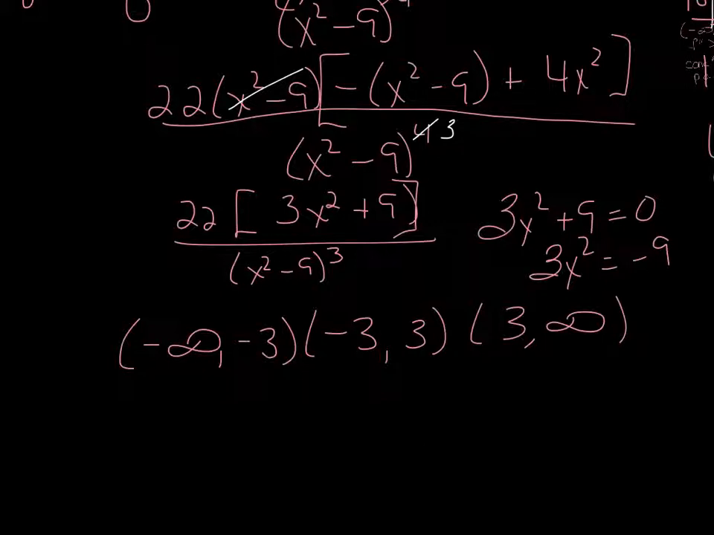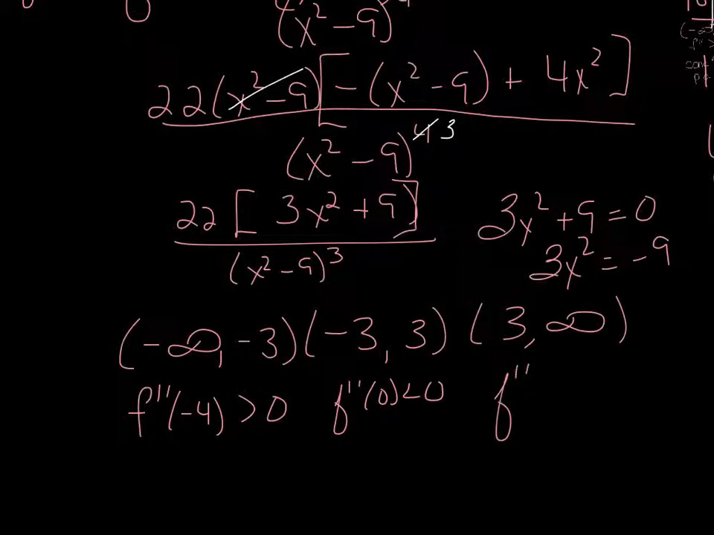Okay. So second derivative, if I chose a negative 4, the denominator's going to be positive. 16 minus 9 is positive. And the numerator's always positive. So all I have to really check here is the denominator. So this is positive. If I choose a 0 in the denominator, I get a negative. And if I choose a 4, it goes positive again. So here we're concave up, concave down, concave up.